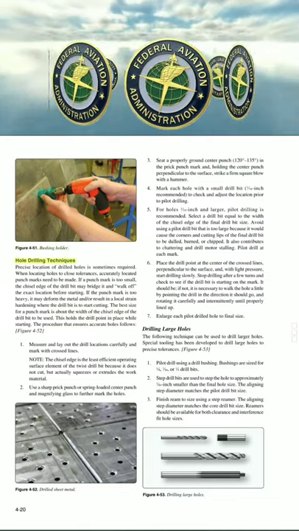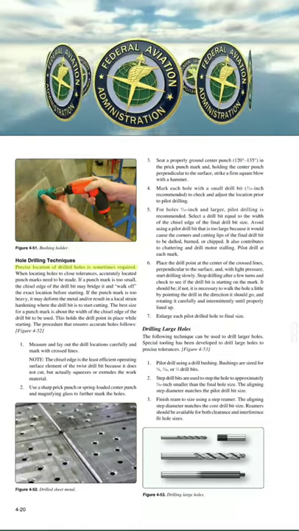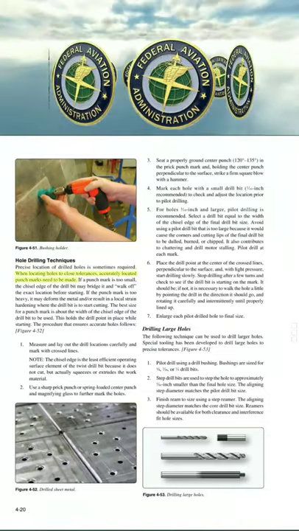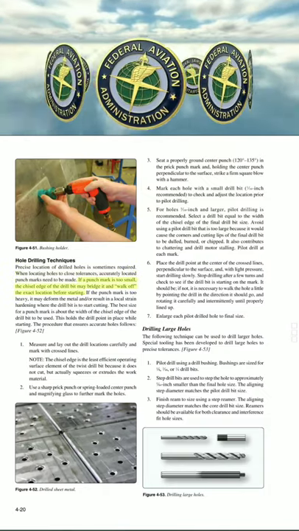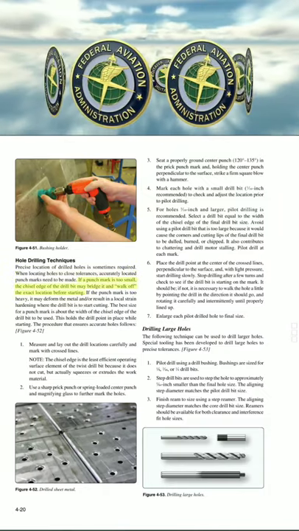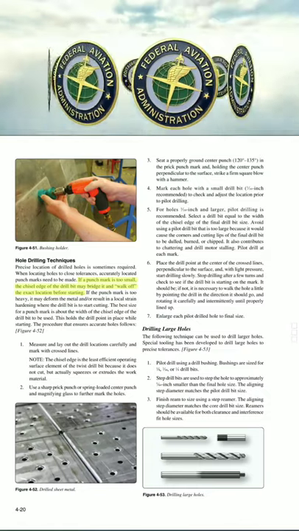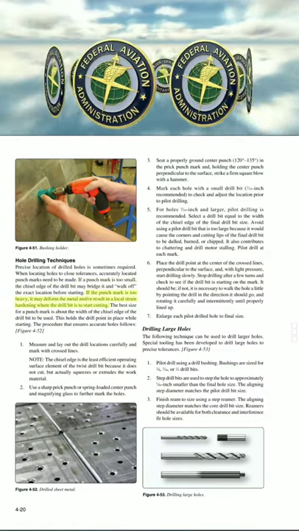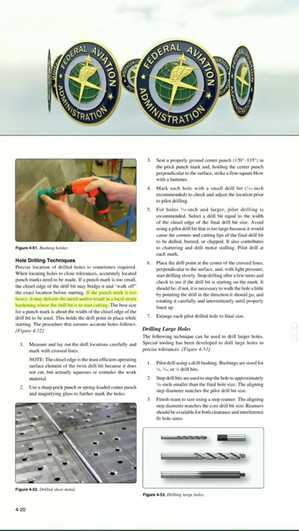Hole drilling techniques. Precise location of drilled holes is sometimes required. When locating holes to close tolerances, accurately located punch marks need to be made. If a punch mark is too small, the chisel edge of the drill bit may bridge it and walk off the exact location before starting. If the punch mark is too heavy, it may deform the metal and/or result in a local strain hardening where the drill bit is to start cutting.